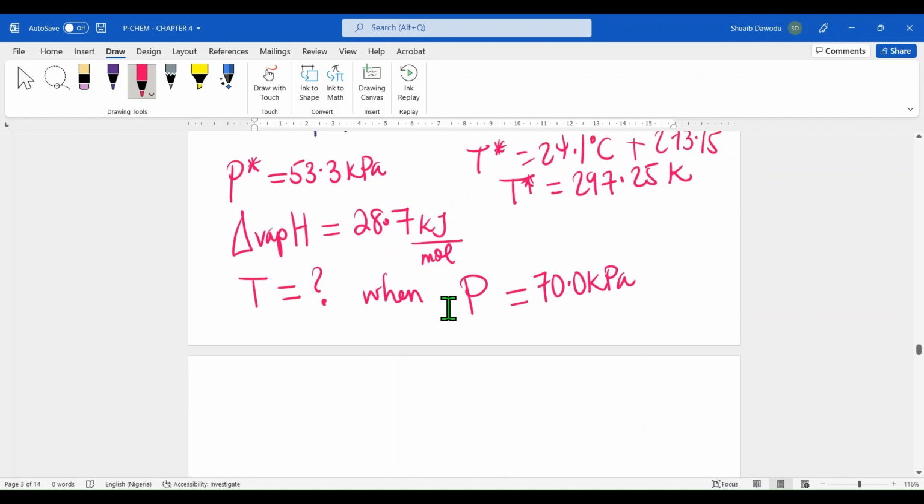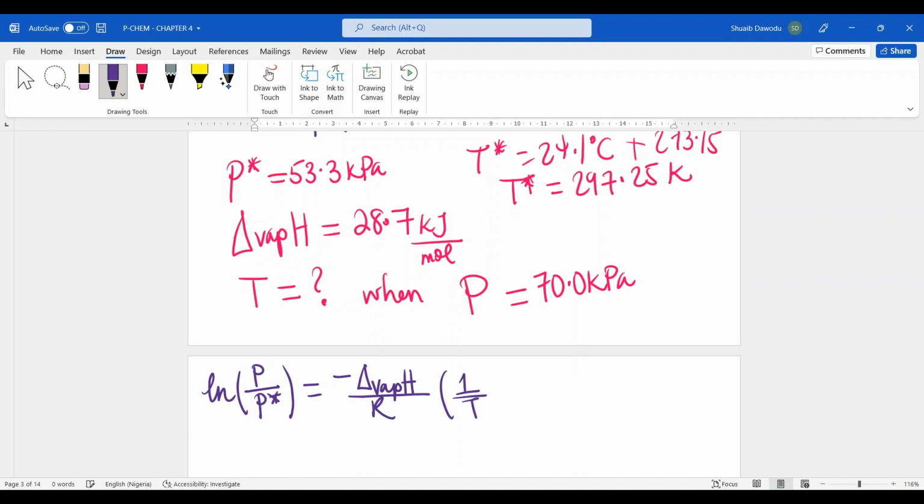So we just have to write out the formula again. By the way, I have my notes beside me, so don't be wondering why I'm not going back and forth with the page. I'm just going to rewrite the formula here: ln P over P star is equal to negative the change in enthalpy of vaporization divided by R, times 1 over T minus 1 over T star.